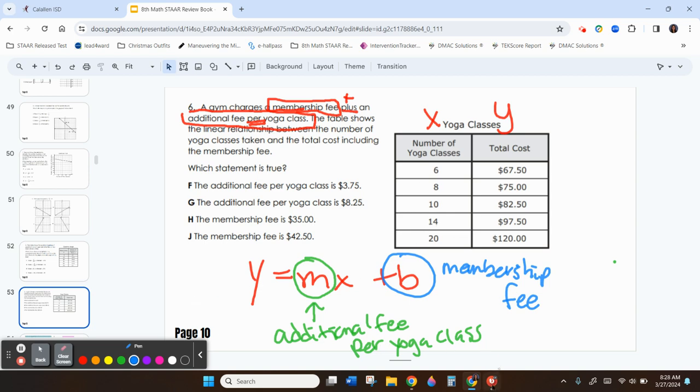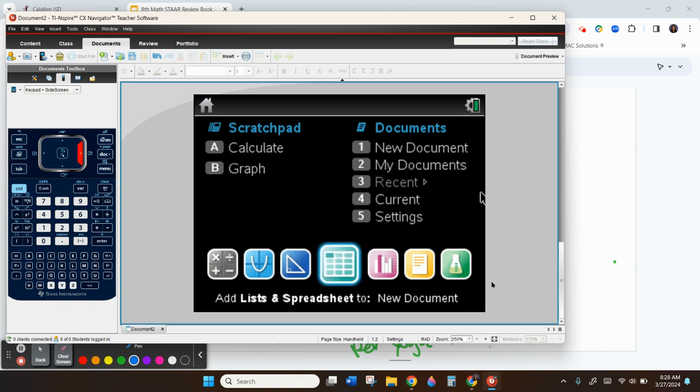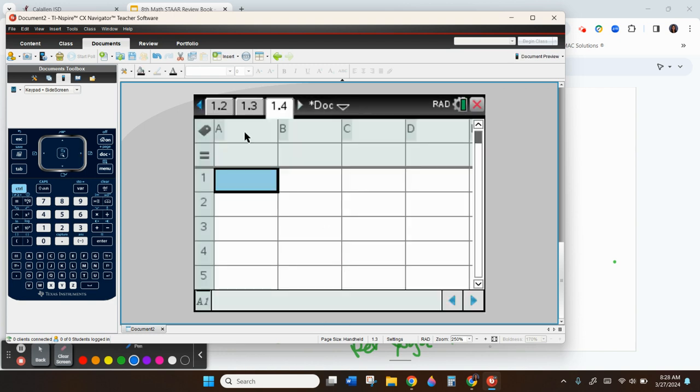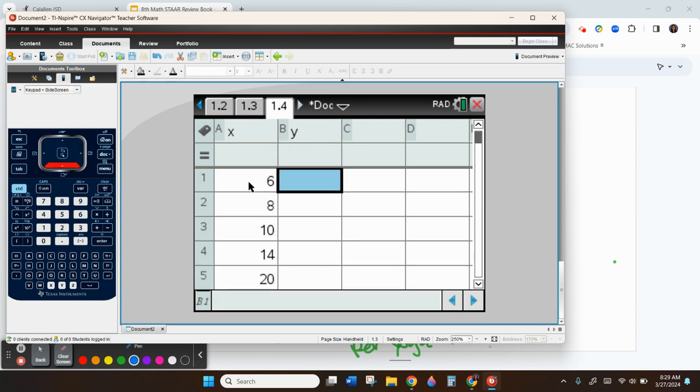To do that, I'm going to use my calculator. Everybody pick up your calculator and we're going to go to lists and spreadsheets, which is the fourth app. In there, at the top where it says A you're going to put x, and where it says B, you're going to put y. Then I'm going to go down to number 1 and start typing in all of my x values. Once I type in all of my x values, make sure that you go back and type in all of your y values.